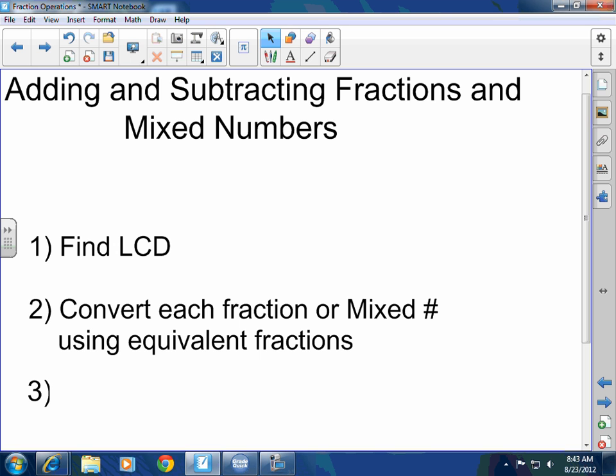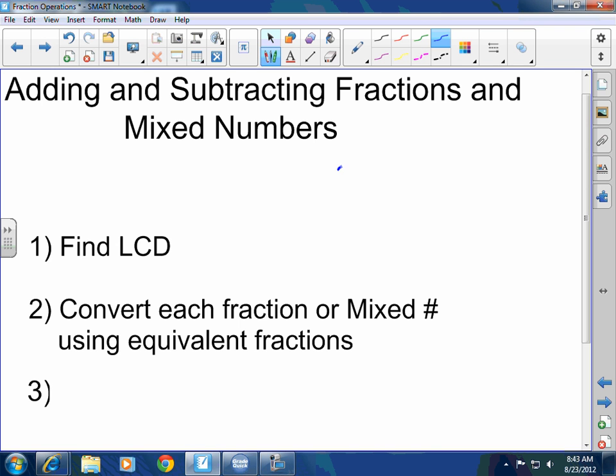Once you find what the least common denominator is, you're going to figure out how to manipulate the given fraction to have the same denominator, okay? That's going to happen by multiplying the same number to the numerator and the denominator. Whenever you multiply the same number to both the numerator and the denominator, you change the appearance of the fraction, but not the value, okay?